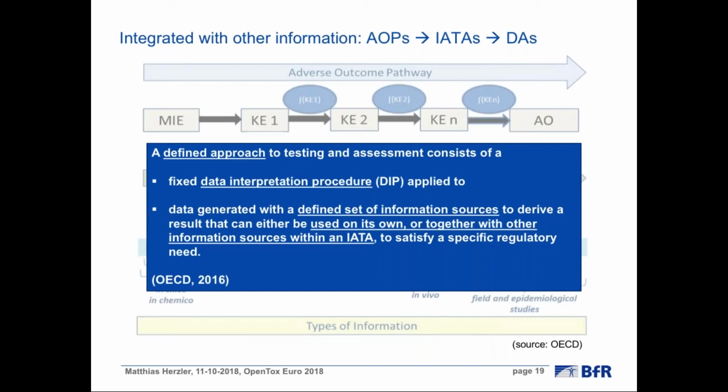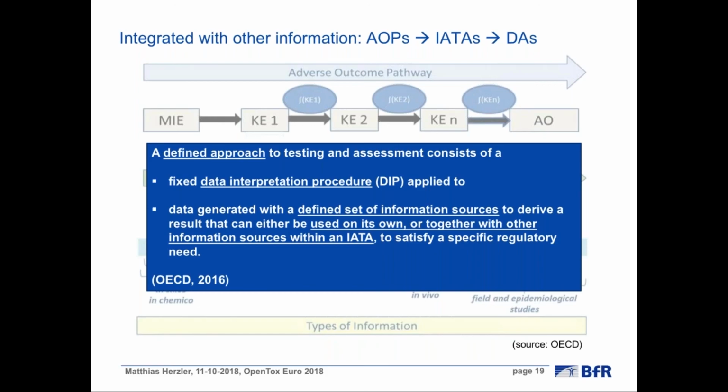So I should have said the IATAs we saw, they are a framework. You can handle them in a different way, also depending on which information you actually have or prefer to use. It's only a scheme: if you have that information, where does it belong in the scheme, and what do you do with it? Now they invented something that's called a DA, a defined approach for testing and assessment. And that's one concrete way of living an IATA, or a part of an IATA. So in a defined approach, you have a fixed data interpretation procedure, which is called a DIP. And that's, of course, a good thing to automate or to integrate into IT solutions. And of course, you have a defined set of information sources.